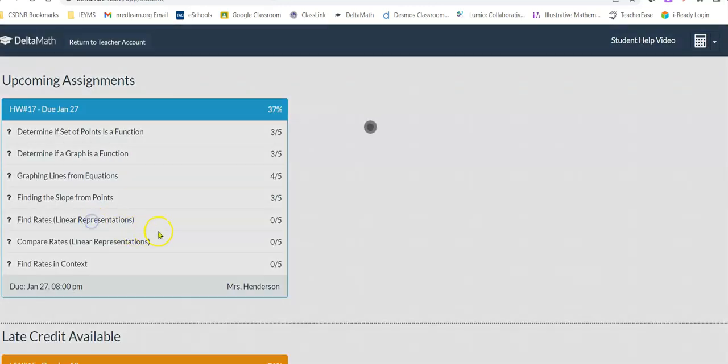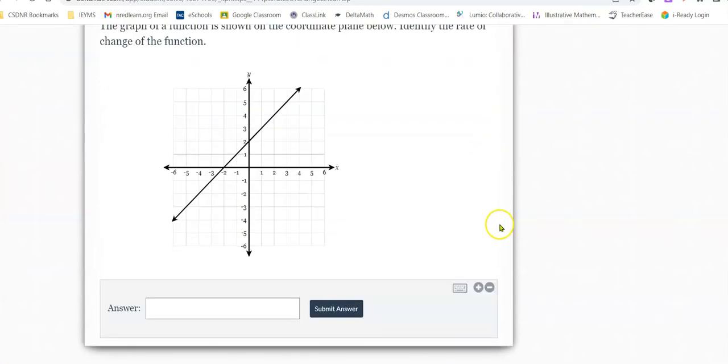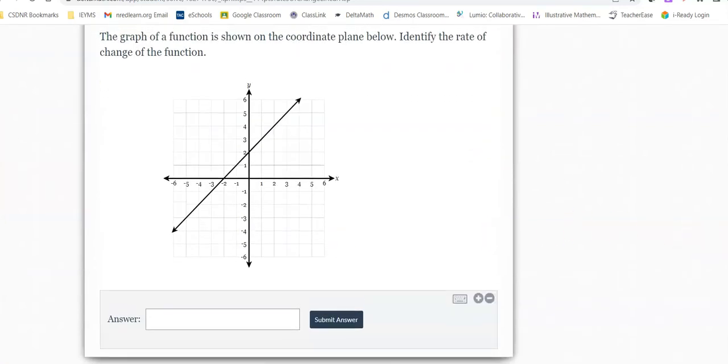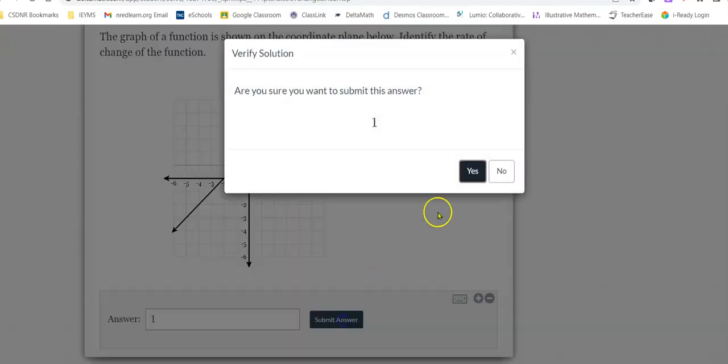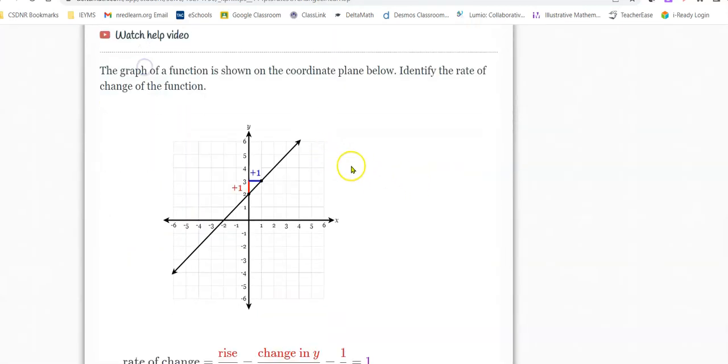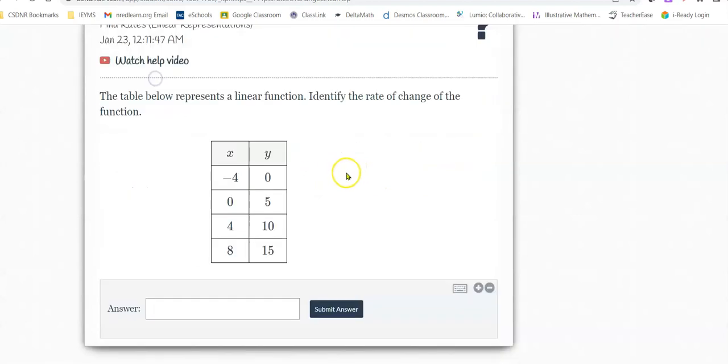Okay, let's take a look at find rates from a linear function. So your rate of change has to be the rise and the run between two perfect corner points. Here's one perfect corner point, here's another, here's another, here's another. Looks like up 1 over 1, up 1 over 1, up 1 over 1, up 1 over 1. So that has a rate of change of 1.